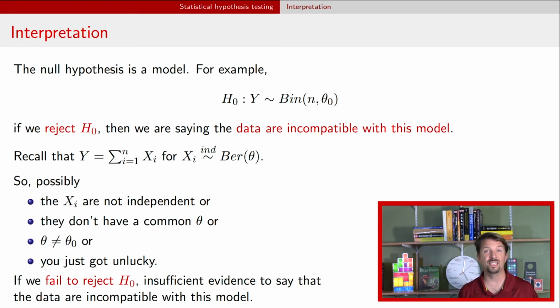Right? One of the easiest ways to fail to reject is just to not gather much data. Right? If you don't gather any data at all, then you can't reject it. Right? And that doesn't mean the model is true. It just means we don't have enough evidence to say that it's not true.